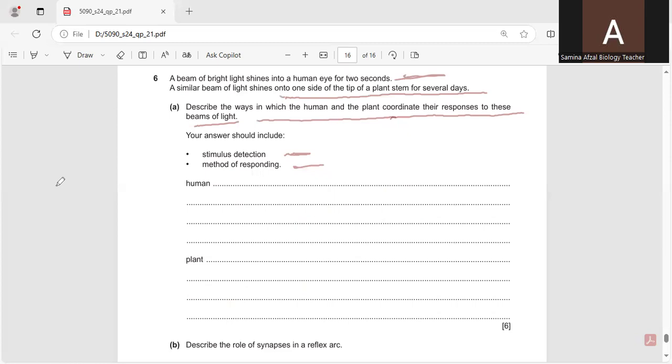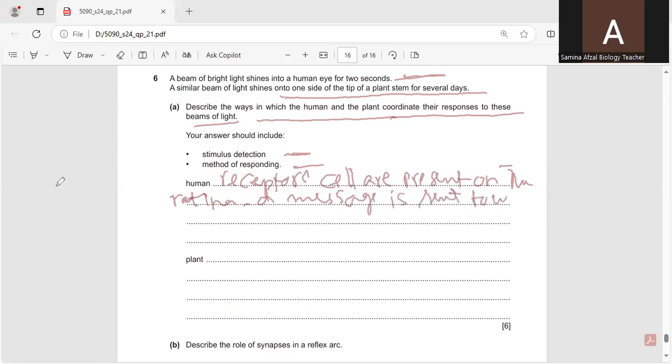As you know, in the human body, the eye receives the light. So receptor cells are present on the retina. And then a message is sent towards the central nervous system.